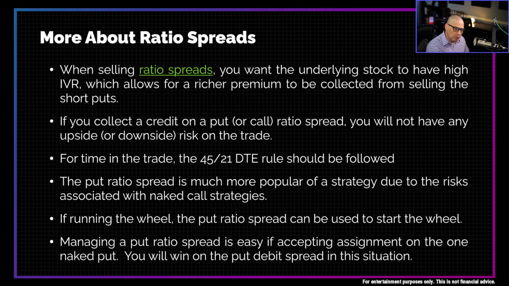The other reason I like putting on put ratio spreads more than call ratio spreads is because I like playing the wheel, and if you're running the wheel on a stock, the put ratio spread is a perfect way to actually start the wheel. Instead of selling a put to start the wheel, sell a put ratio spread. Managing a put ratio spread is actually very easy if you're planning on accepting assignment, because all you have to worry about is the one naked short put, because the put debit spread actually wins in this scenario. If the underlying stock goes against you, the put debit spread is going to be a winner. You take it off for a winner, you leave the one naked short put still on, and if it gets assigned, it gets assigned, you take your shares, and that's it.